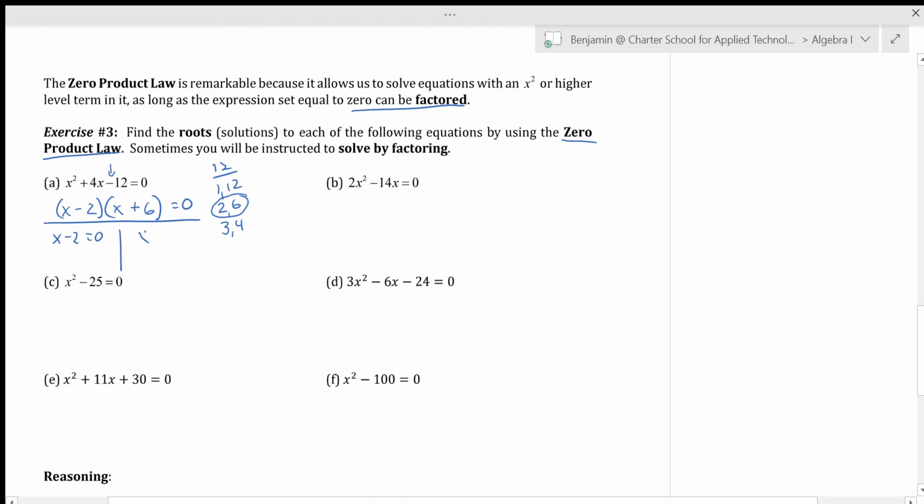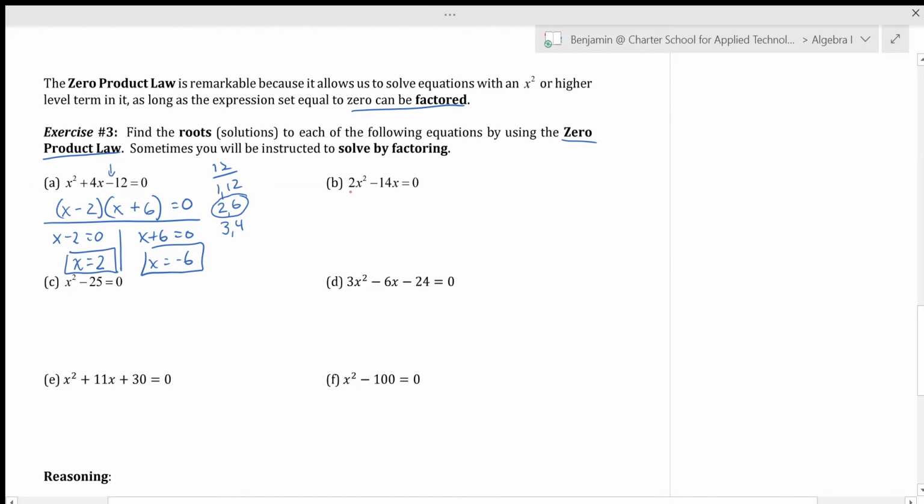Then you're going to put x plus 6 equals 0. So x equals a positive 2, and then x equals a negative 6 are my final answers. The square touches the x-axis. If I do the same thing for b, it's not the same setup as a because this one's a binomial.